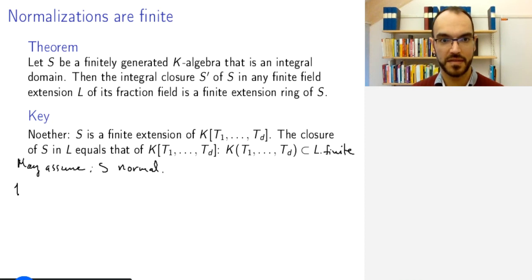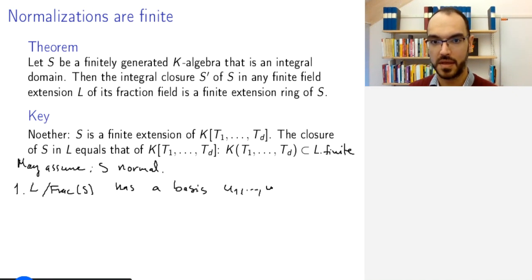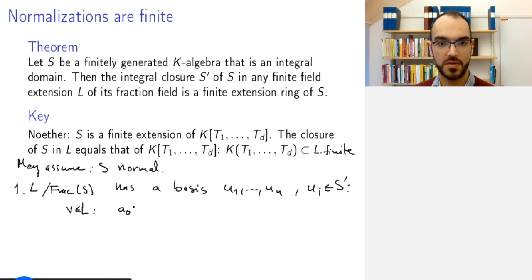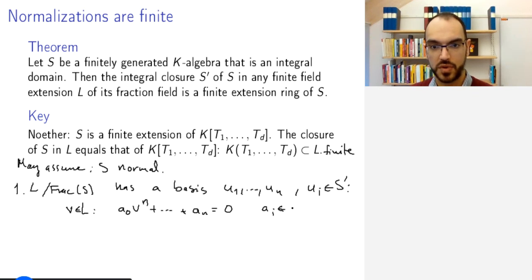So the first thing that you do is that you prove that L as an extension of the fraction field of S has a basis. Well, of course it has a basis. It is a finite field extension, but you can choose these elements of the basis in S prime. The reason for this is that a priori the elements are in L, but I can choose them in S prime. The reason is, if I take some v in L, then I have an equation of the form a_0 v^n + ... + a_n = 0, because the field extension is algebraic, and these a_i belong to S.